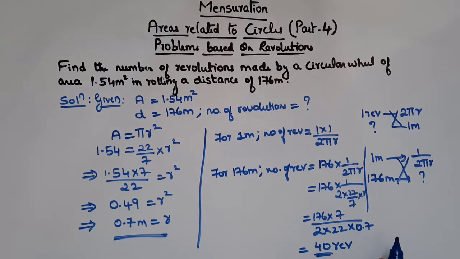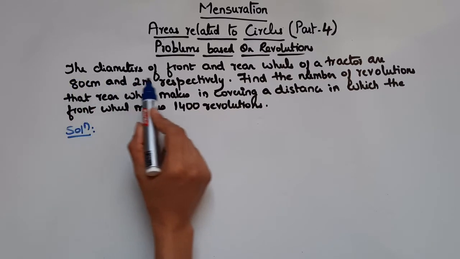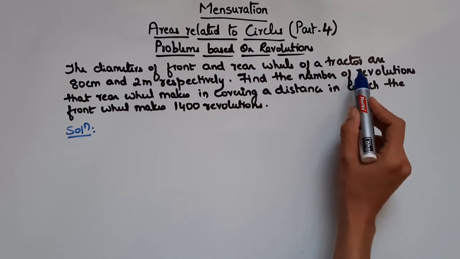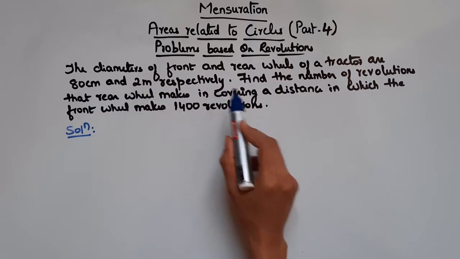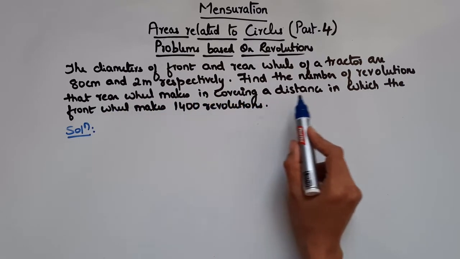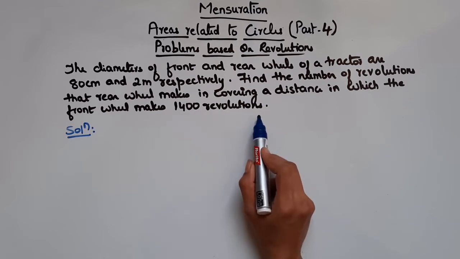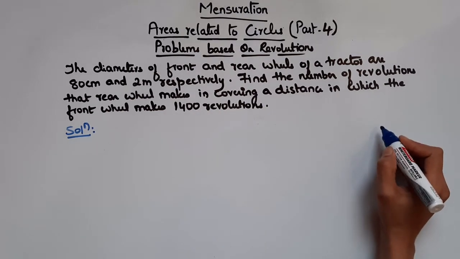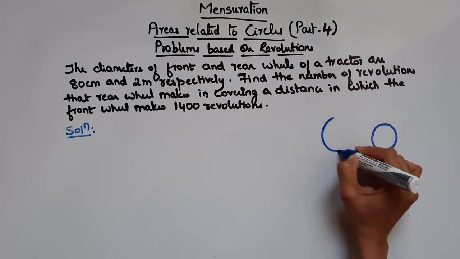Now let's see one more problem. Here it says the diameters of front and rear wheels of a tractor are 80 cm and 2 meter respectively. Find the number of revolutions that the rear wheel makes in covering a distance in which the front wheel makes 1400 revolutions. You all have seen a tractor. So in a tractor we have two types of wheels. A smaller wheel in the front and a larger wheel at the back.